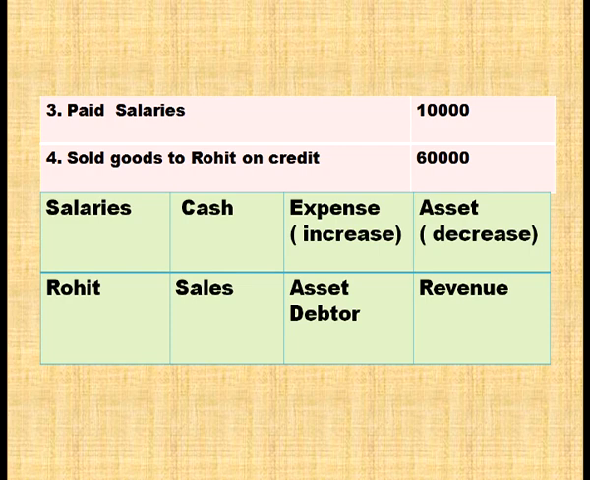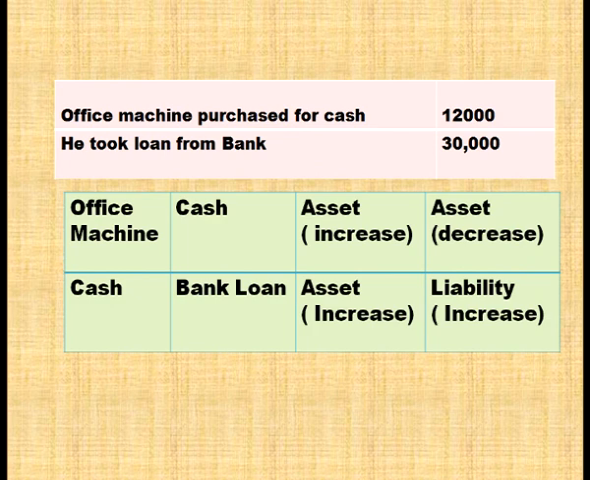Sales. Revenue for the business. It can be included in revenue account. So when revenue increases, it will be credited. So sales account is credited. Rohit, debit, sales, credit.